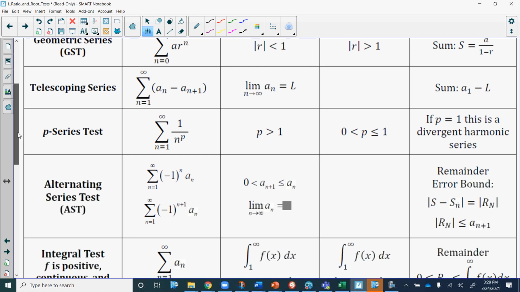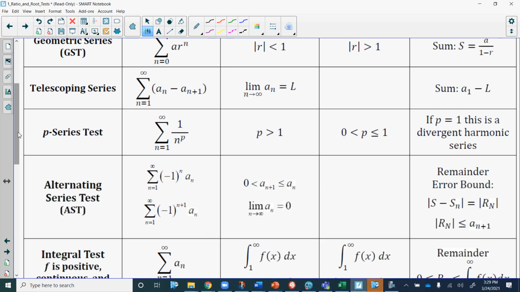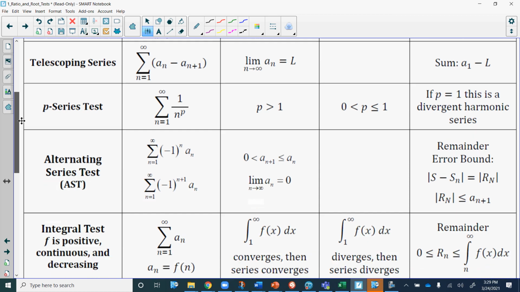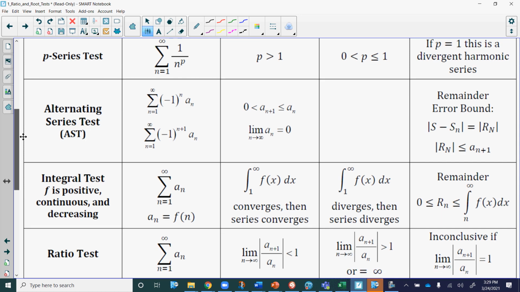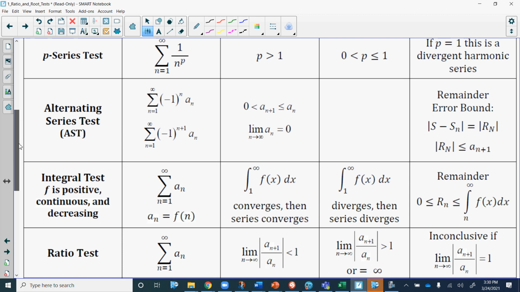P-series test, if the p is greater than 1, it's going to converge. If it's between 0 and 1, it's going to diverge, like our harmonic series. Alternating series test, we're looking for a negative 1 raised to some kind of a power of n. You may also see an alternating series with something like cosine of n times pi, so either sine or cosine may be used also, but usually it's going to be a negative 1 raised to a power.